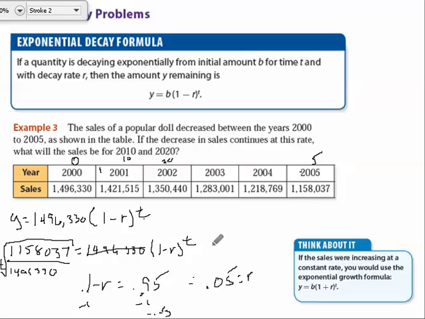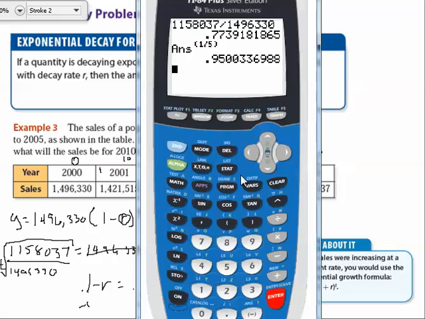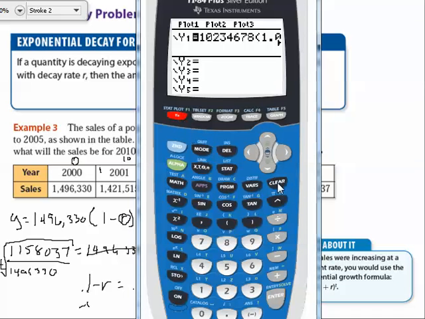So what can I do? Come back up here to this original equation. Replace this R with 0.05. Go back over to my calculator. Press Y equals. Clear that out. Key the number in. 1496330 times parenthesis 0.95. What did I do? 1 minus 0.05, 0.95. Raised to the tenth power. That's all I have to do.